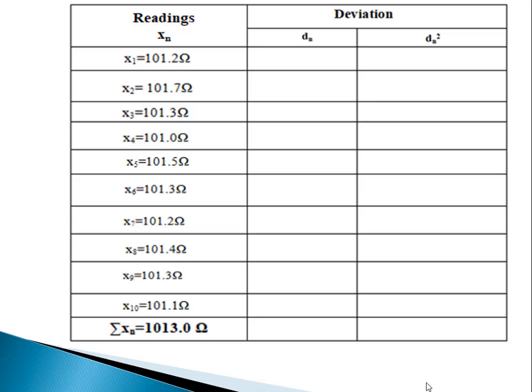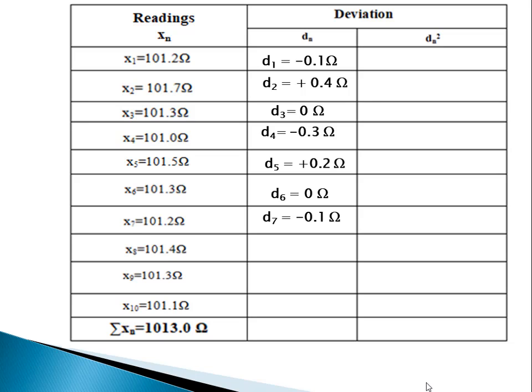After the solution of deviation from mean, it is very essential to write the value of deviation, that is dn. D1 is equal to minus 0.1 ohm, d2 is equal to plus 0.4 ohm, d3 is equal to 0 ohm, d4 is equal to minus 0.3 ohm, d5 is equal to plus 0.2 ohm, d6 is equal to 0 ohm, d7 is equal to minus 0.1 ohm, d8 is equal to plus 0.1 ohm, d9 is equal to 0 ohm, and d10 is equal to minus 0.2 ohm.